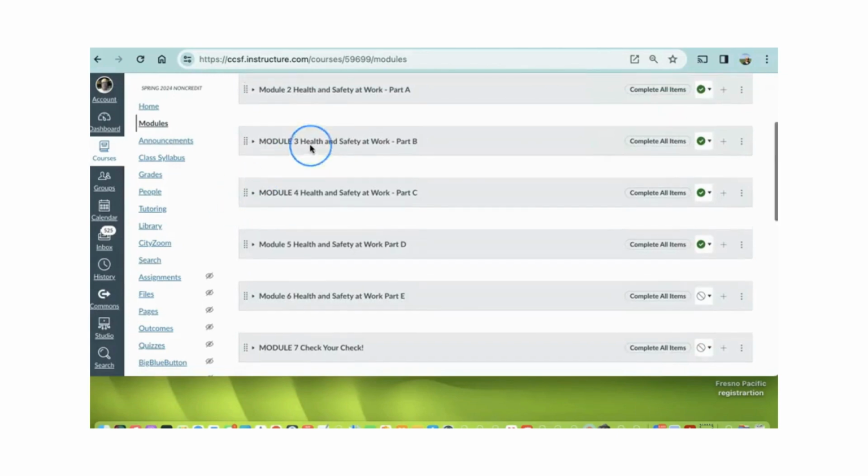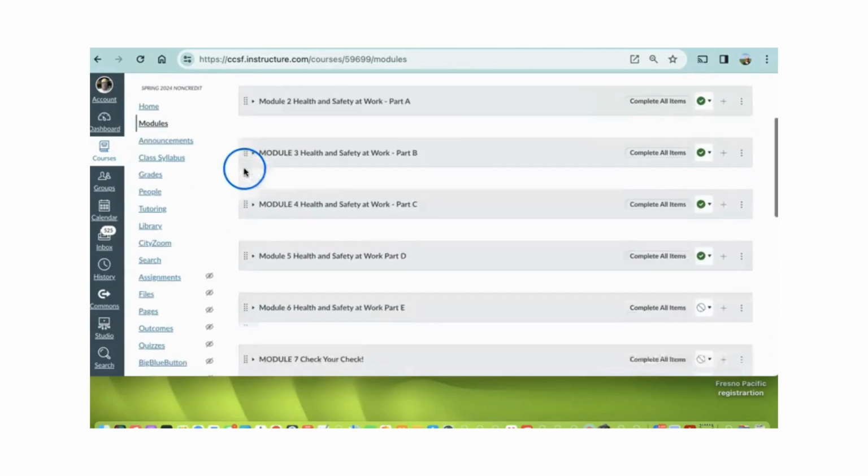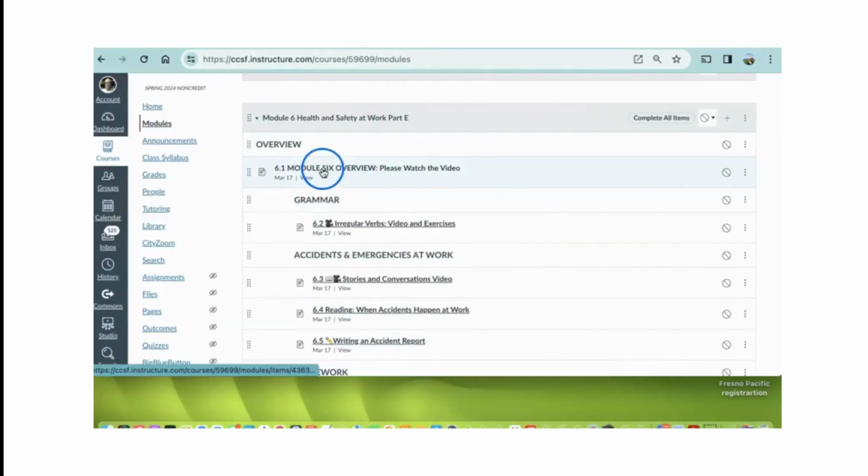Introduce you to Module 6. So we're on our Modules page. I'm going to scroll down to Module 6. The title is Health and Safety at Work, Part E. It's our last module, I promise, on safety. We'll move on to other topics. Let's take a look at it.